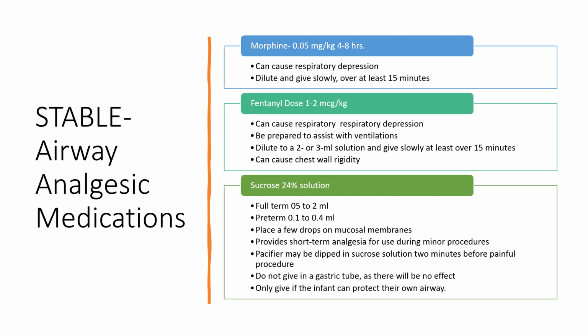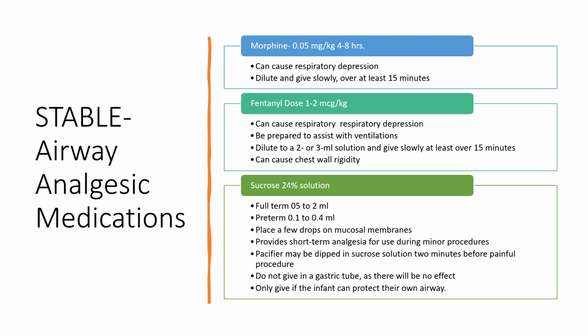And then there's a cool thing that they give, a 24% sucrose solution. It actually causes analgesia up to a couple months old. It's pretty interesting. A few drops of it will go on their mucous membrane, provide short-term analgesia for minor procedures. They'll sometimes put a pacifier in this, and so then they'll give the baby the pacifier, and the baby will start suckling away at it, and then it'll cause some analgesia.